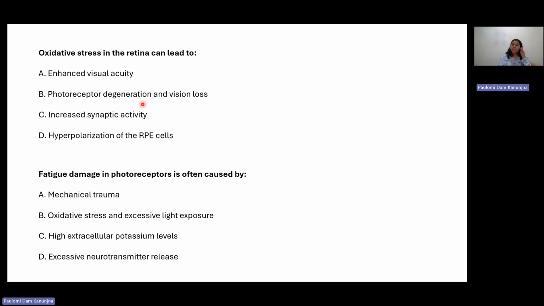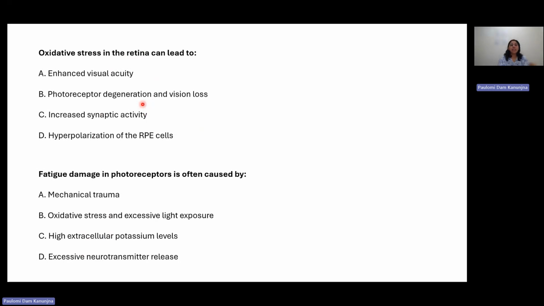Oxidative stress in the retina, which is basically excessive function or excessive light, can lead to what? Does it enhance visual acuity, cause photoreceptor degeneration and vision loss, increase synaptic activity, or hyperpolarize the RPE cells?